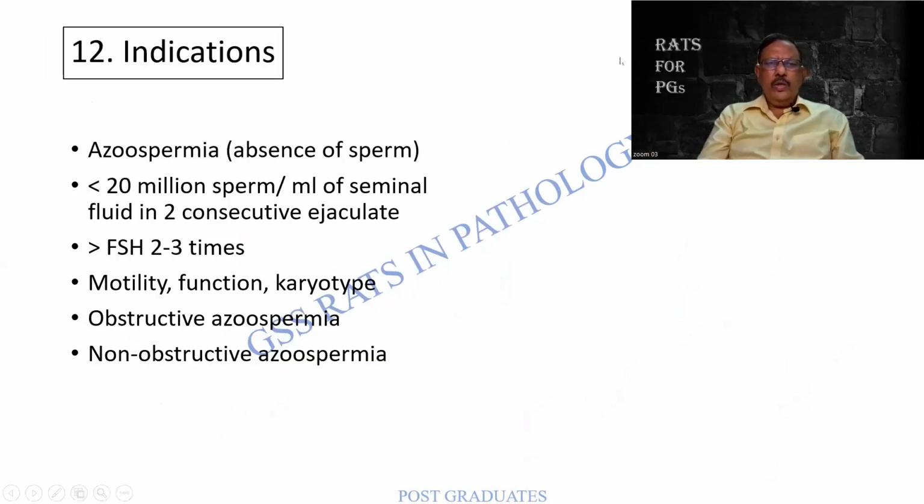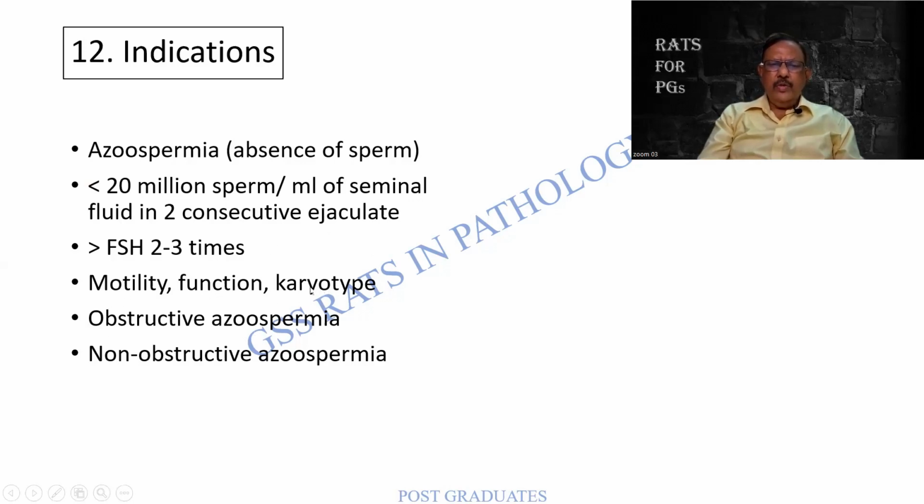So generally, what are all the indications for this? One is azoospermia, total absence of the sperm. The different terminologies of oligospermia, etc., we shall be seeing in a case of semen analysis. Less than 20 million sperm per ml of seminal fluid in 2 consecutive ejaculates is supposed to indicate oligospermia. And FSH greater than 2 to 3 times normal can interfere. Also, the functions of the sperm, motility, etc. Chromosomal analysis may be mandatory in some cases.